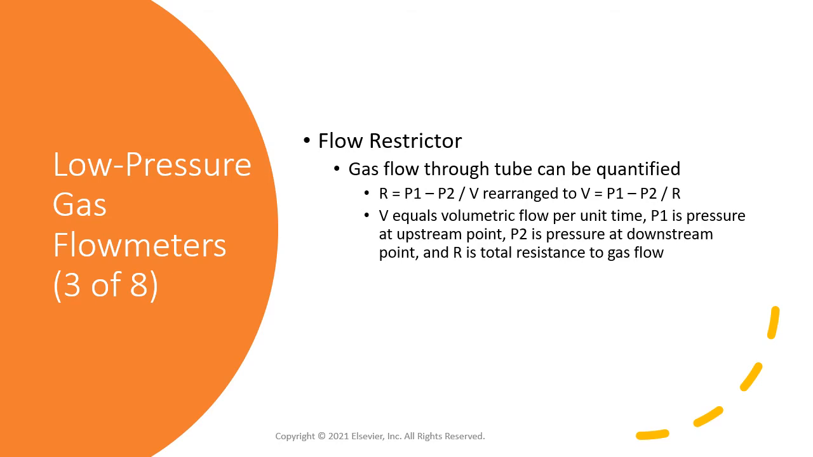So let's talk about how flow restrictors work. Gas flow through a tube can be quantified as R = (P1 - P2) / V. This can be rearranged to V = (P1 - P2) / R. V is equal to the volumetric flow per unit of time, like 3 liters per minute. P1 is the pressure at the upstream point, P2 is the pressure at the downstream point, and R is the total resistance to gas flow. This is the mathematics and calculations that a flow restrictor flow meter is based on.